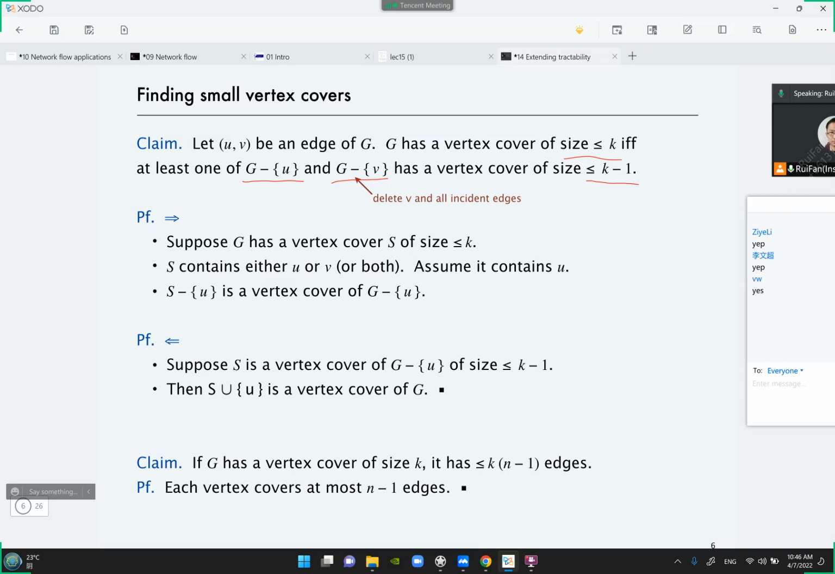Now of course, before that I need to show you what G minus U and G minus V are. Let me give you an example. Suppose you have a graph which looks like this, and let's say that this is node U over here.